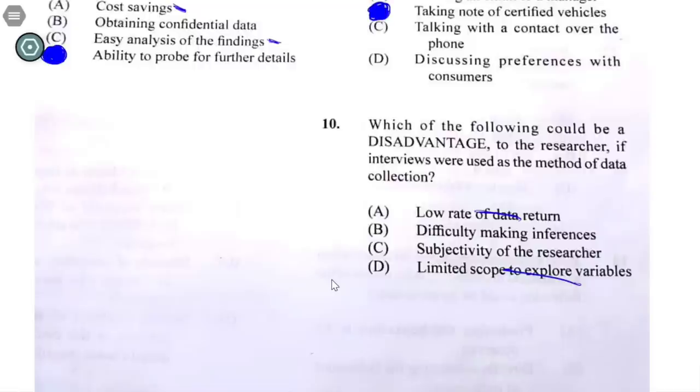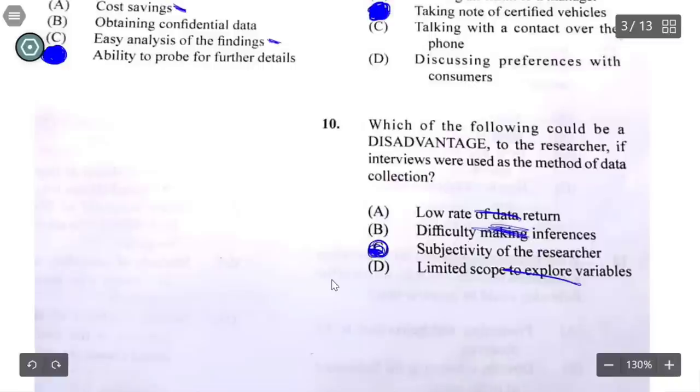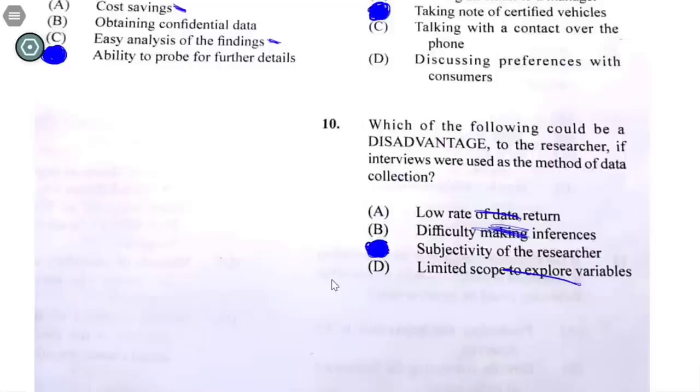B, difficulty making inferences. You shouldn't have any difficulty making inferences because, again, you can ask your interviewee what they mean by this if it's not clear, or ask them follow-up questions or ask them to expound on what they're saying, right? So number 10, I would say C, subjectivity of the researcher. And that just refers to an occurrence where the researcher is influenced by social dynamics, things that are happening around them, their own beliefs, their own norms, their own values, and basically the own viewpoint of the researcher.